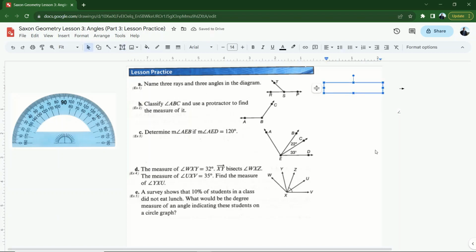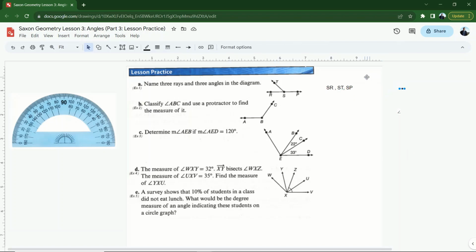I'm going to note that the easy rays for me to find are SR, ST, and SP because all of them start with S. I could do PS, PR. Technically, PT could be a ray even though it's not shown in the diagram as being a ray. I might stay away from that one because I'd have to argue it.